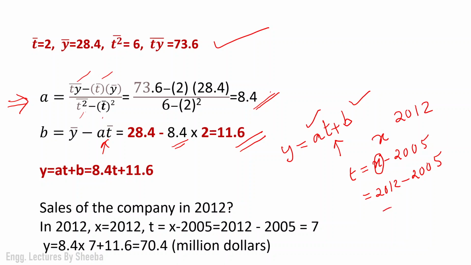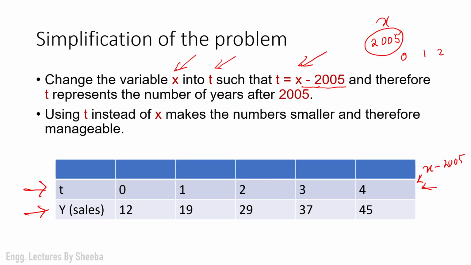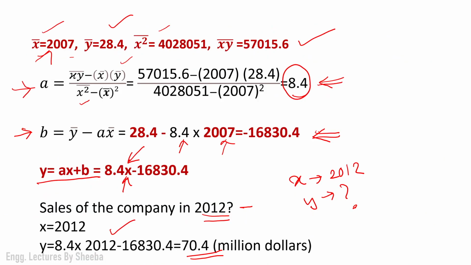So you got this one as 7. So instead of this T, we will be substituting this 7. So y is equal to, A is 8.4, so this is the equation: 8.4 times T, T is 7, plus B, B is 11.6. You got it as $70.4 million. So this is the predicted value. We can see that with the previous method also you got the same value.